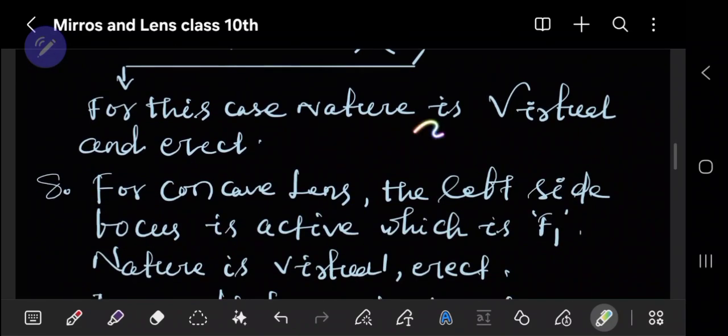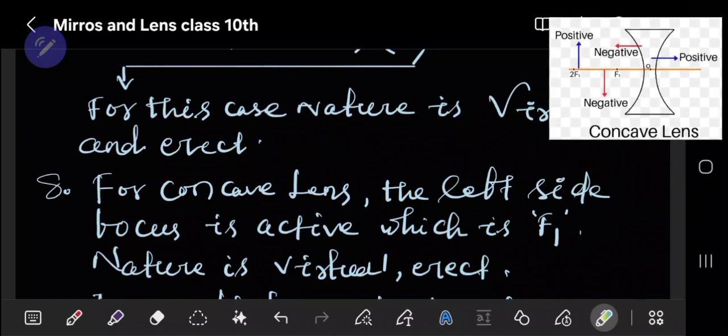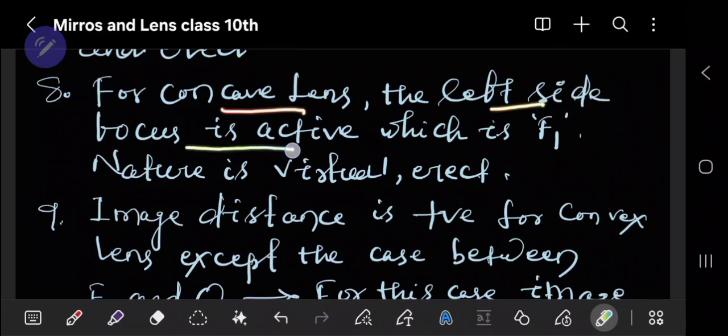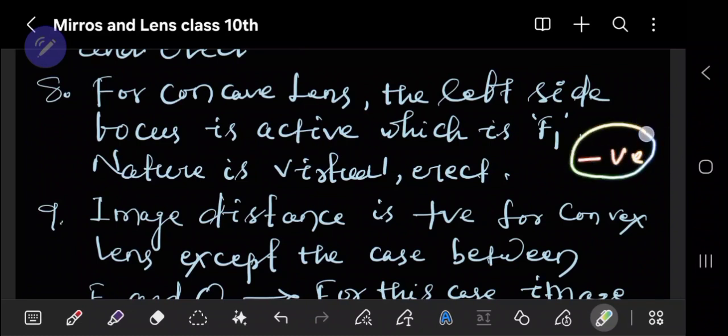So for this case, the nature is virtual and erect, like the concave mirror. Okay. So what you are going to deal with concave mirror is quite similar to convex lens. So like that you can trick. This is one of the tricks you can remember. Okay. Fine. Now for concave lens, the left side focus is the active one. If the left side focus is the active one, the focal length must be negative. Whatever data is given in the question of concave lens related to focus, the focus must be taken as negative.